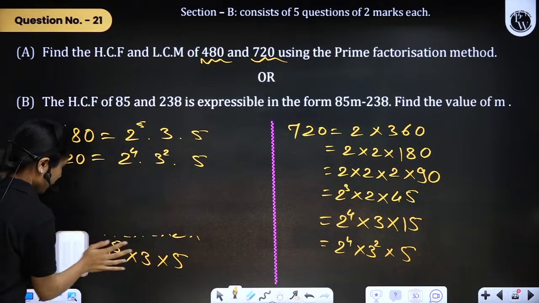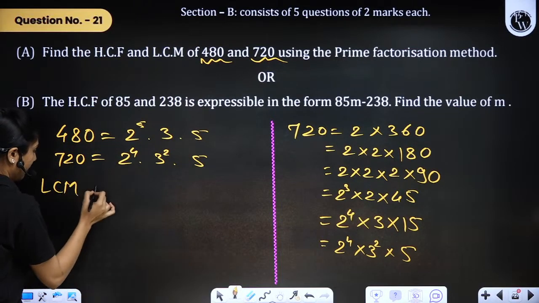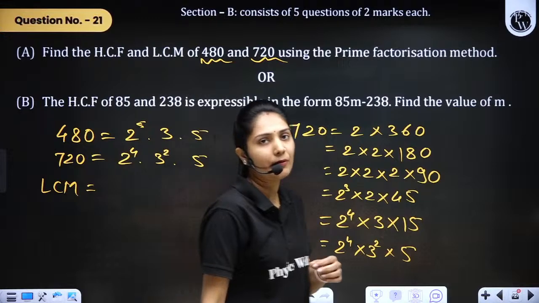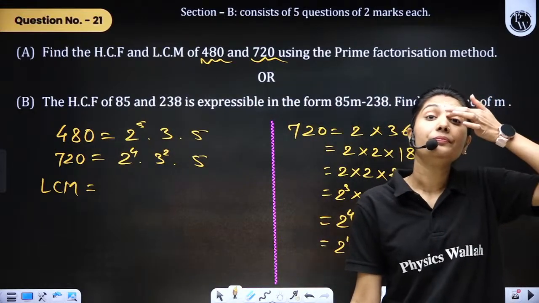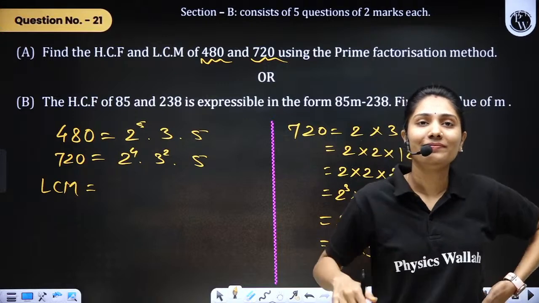Now tell me what should be the LCM and HCF here. If I'm talking about LCM, what should be the value, beta? Which one I have to choose for LCM? Yes, correct Soham, correct beta.